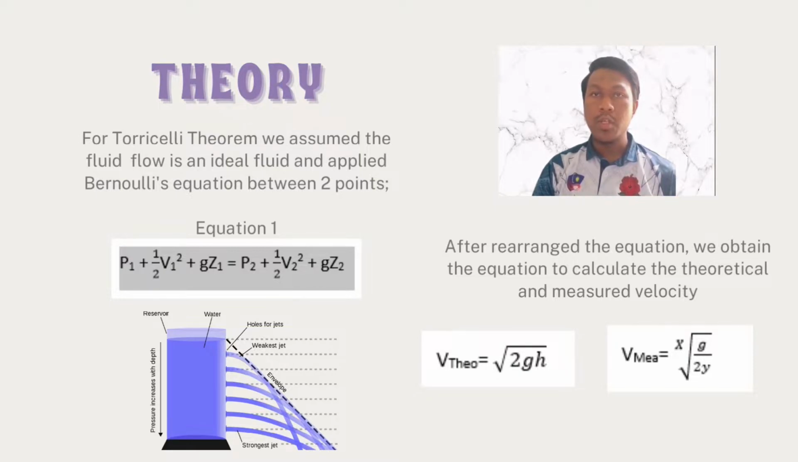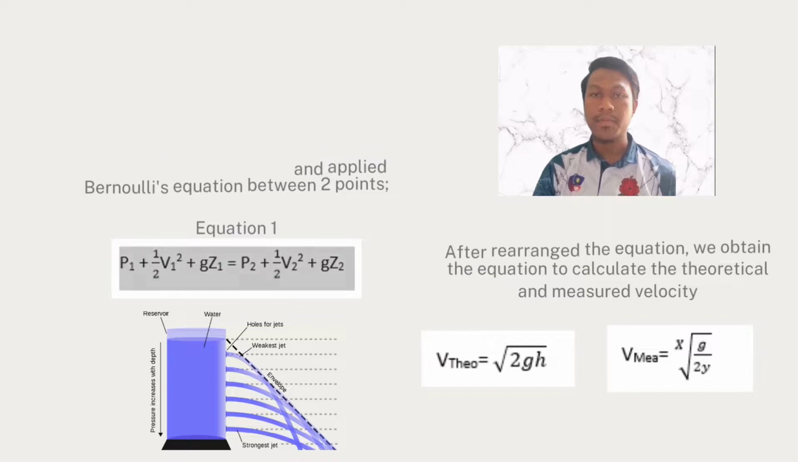Next, we also assume V1 equals 0 since the fluid flows in a large size tank. After rearranging the equation, we obtain the velocity for the theoretical and measured equation.